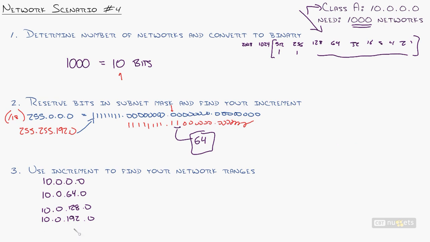So I would say, okay, well, let's just for example, let's fill in the end ranges. This goes through 10.0.63.255. Then put the dash. This goes through 10.0.127.255. Now, how about this one?